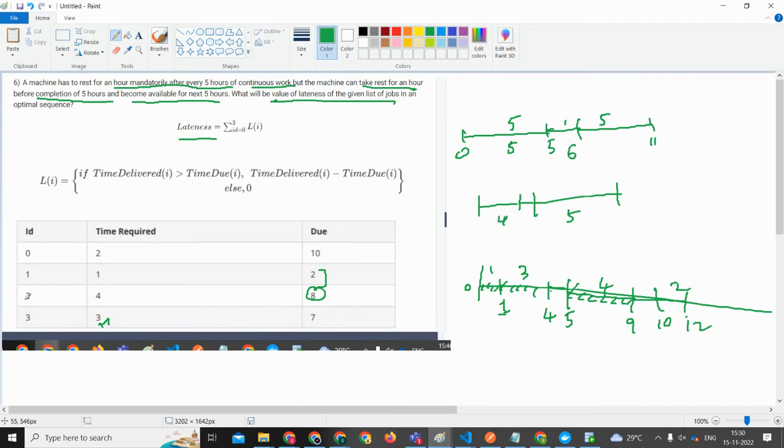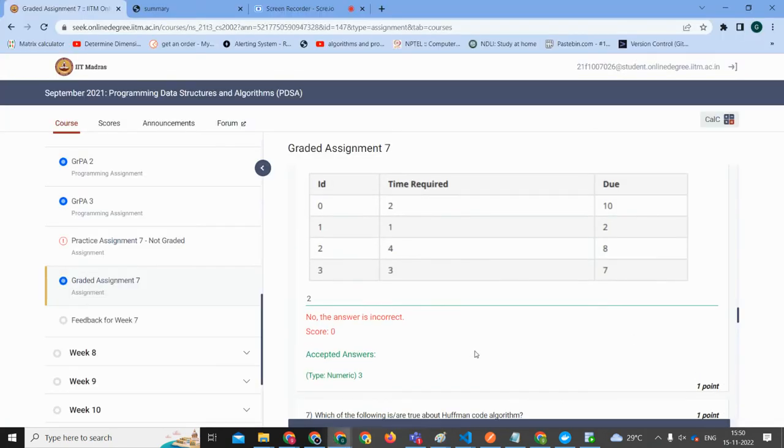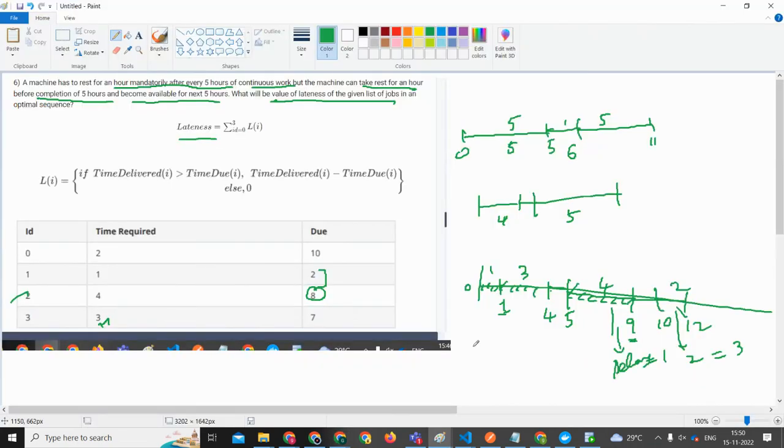See, in this case, for ID 2, you're completing it at the ninth hour, but the deadline is at the 8th hour. So you already have 1 hour of delay here, and then here you have 2 hours extra delay, which is equal to 3, and hence the answer is 3. Am I right, Pooja? Show it again. Yeah, it's all right. Okay.